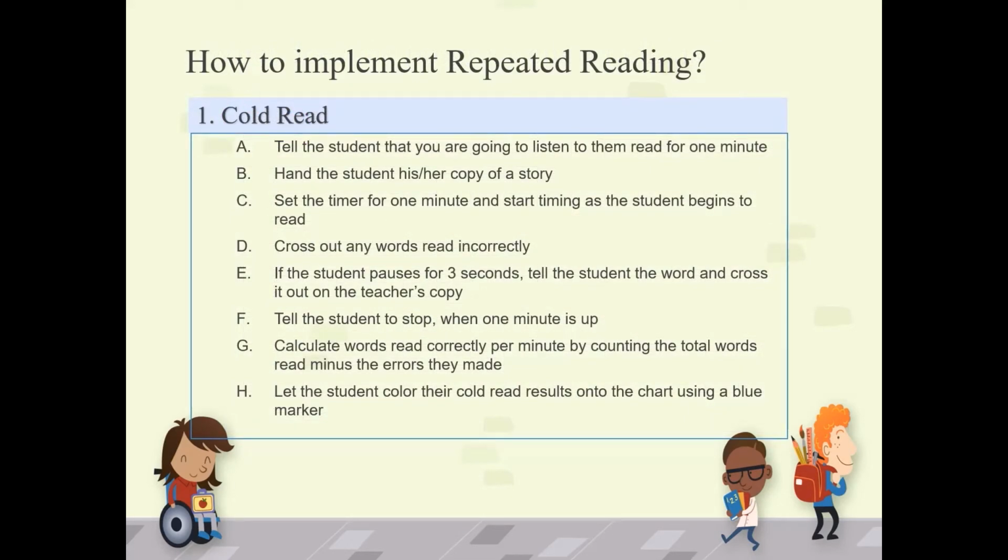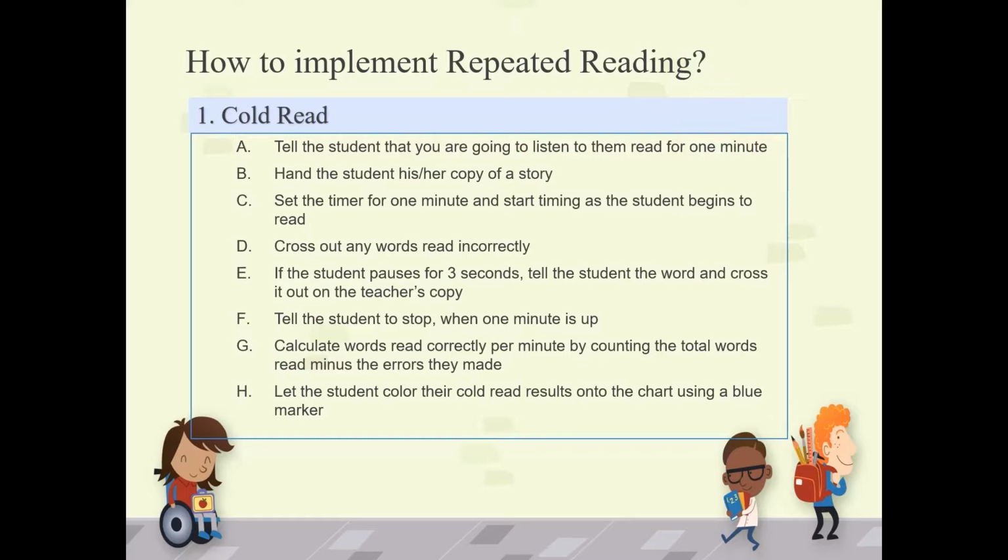Now you have all the materials ready, and let's see how to implement this intervention. First, this intervention always begins with a cold read. In this cold read part, you will tell the student that you are going to listen to them read for 1 minute. Give the student his or her copy of a story, and you will have the teacher's copy of that story. Set the timer for 1 minute, and start timing as the student begins to read.